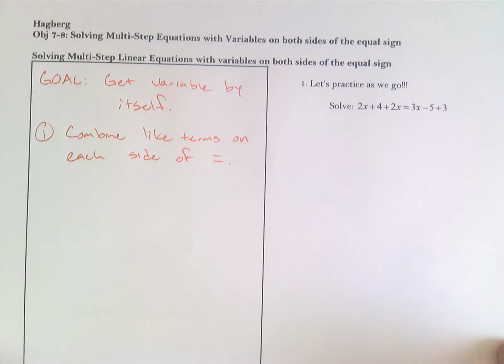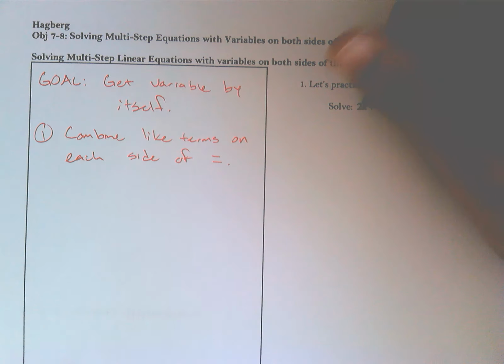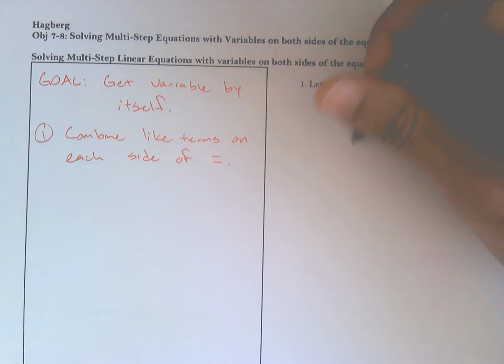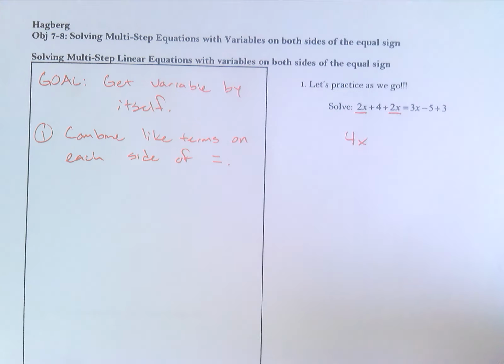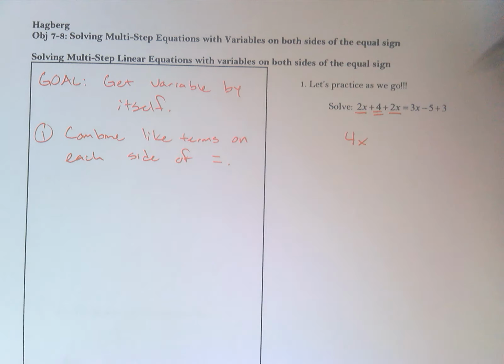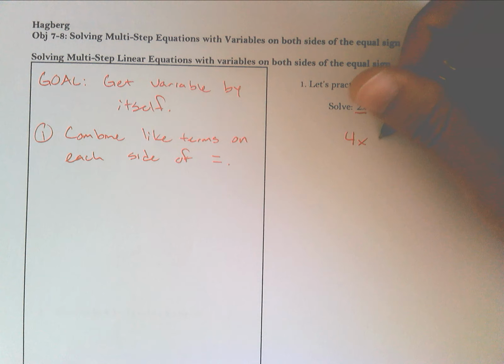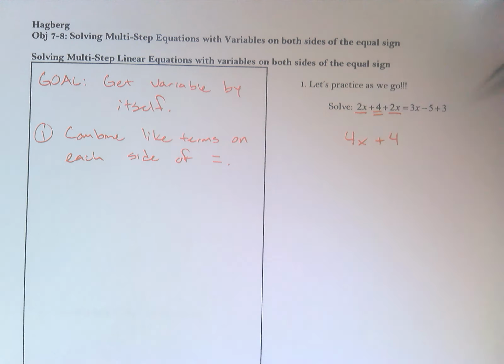So looking at this example here, I notice that we have a 2x here and a 2x here. So 2x and 2x is 4x. And then we've got a plus 4. Well, there's nothing else on this side of the equal sign, so that just comes along for the ride. So we bring that down, plus 4.